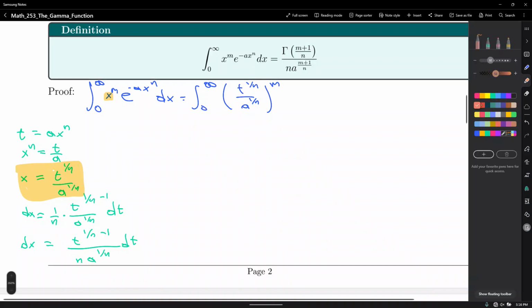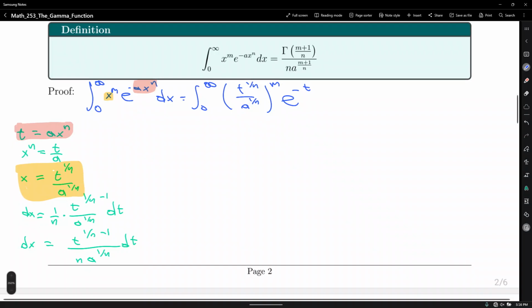And what about the e to the power over here? Let me use a different color to highlight. This is going to be our t, so e to the negative t. And what about the dx? dx will be all this madness here, which is t to the 1 over n minus 1 divided by n a to the 1 over n dt.